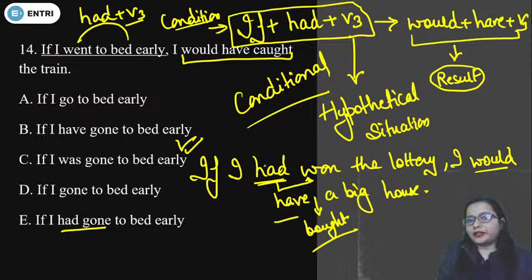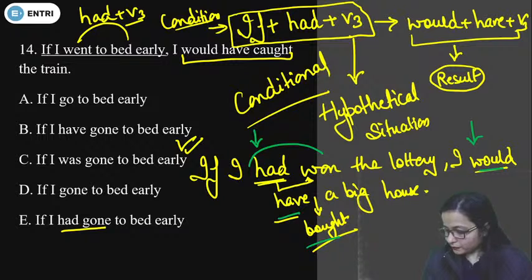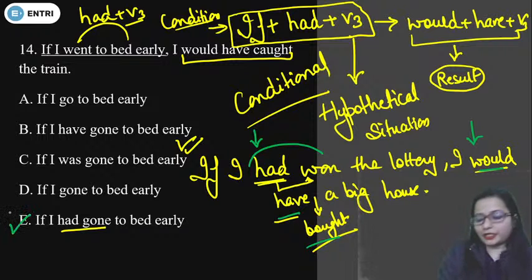Actually, the reason behind it here: suppose I had the lottery ticket in the past, but I hadn't won it, my name was not declared in the past. So I am now just imagining, and this is the hypothetical situation when I am saying, if I had won the lottery in the past, then what would have happened in the past? I would have bought a big house. But because this condition was not fulfilled in the past, this result was not there in the past, right? That is why this option is correct.